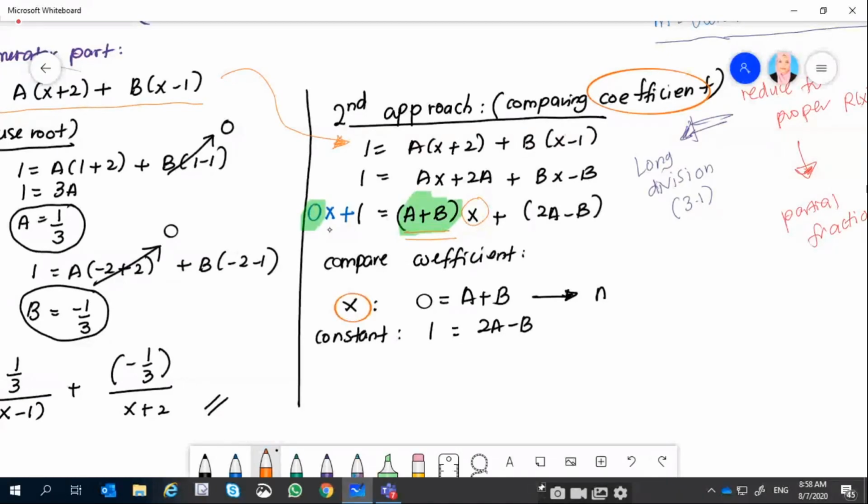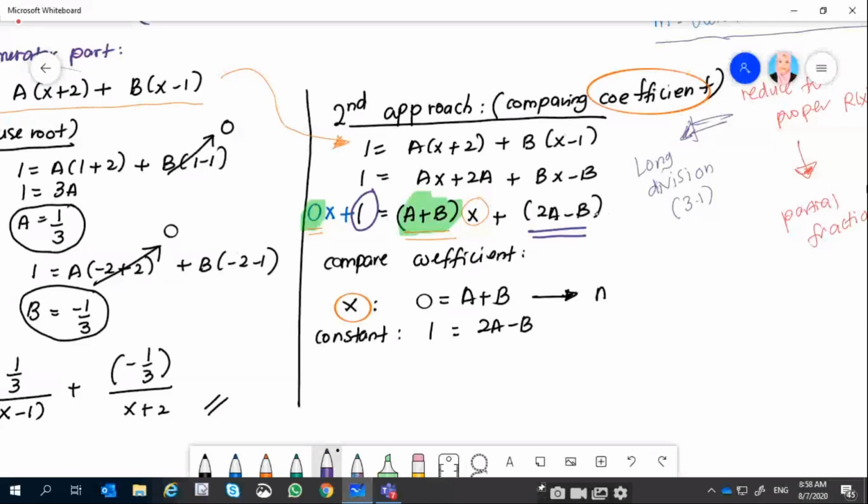For x, at the left hand side it is 0, and the right hand side is a plus b. And for the constant, at the left hand side it is 1, and the constant at the right hand side it is 2a minus b. Why do I call it a constant? Because there is no function attached along with these terms.